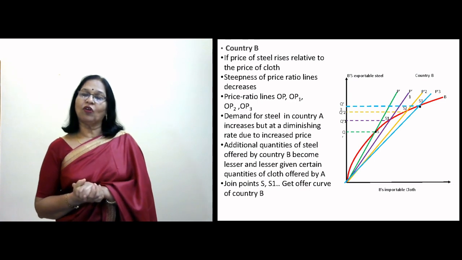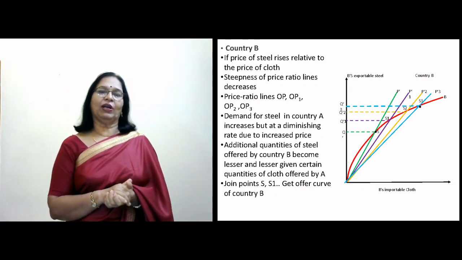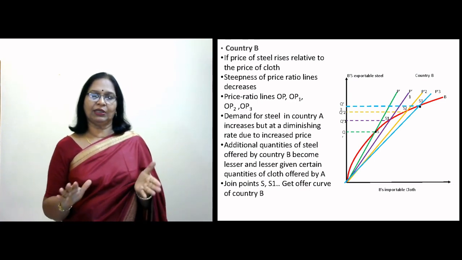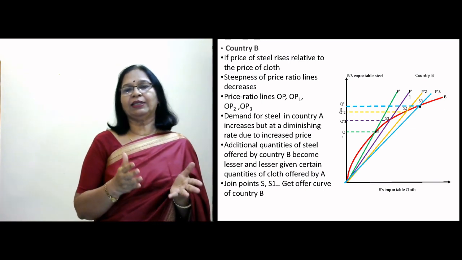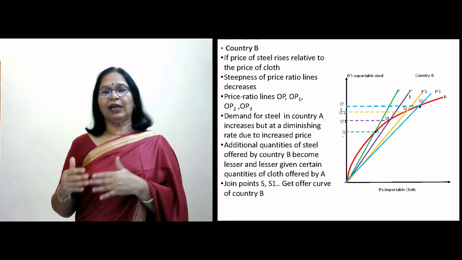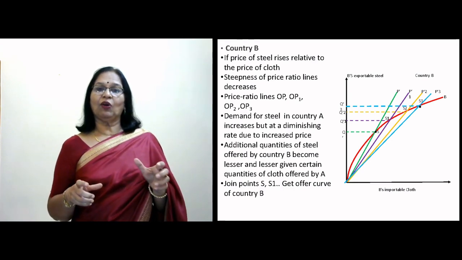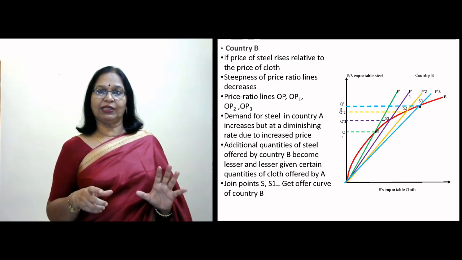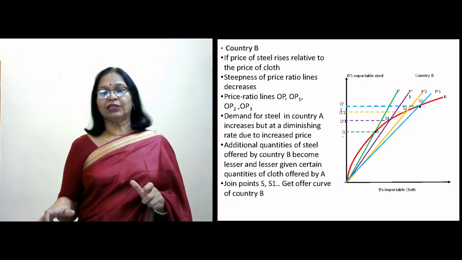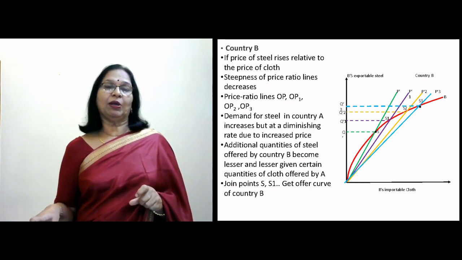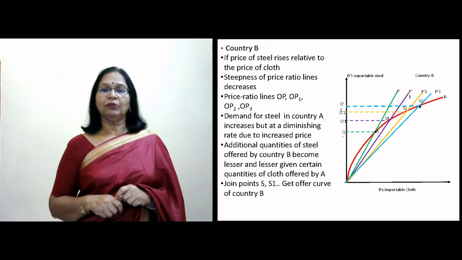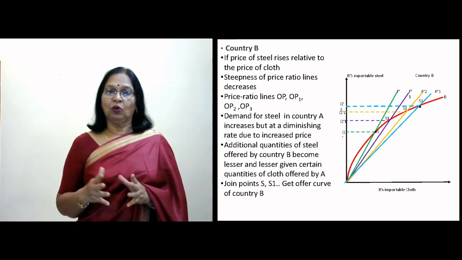Country B's offer curve is a mirror image of country A's offer curve, and the logic is the same, except that the items on the vertical axis and the items on the horizontal axis are different. On the vertical axis we now have B's exportable commodity, which is steel, and on the horizontal axis we have B's importable commodity, which is cloth. And the same argument holds good.